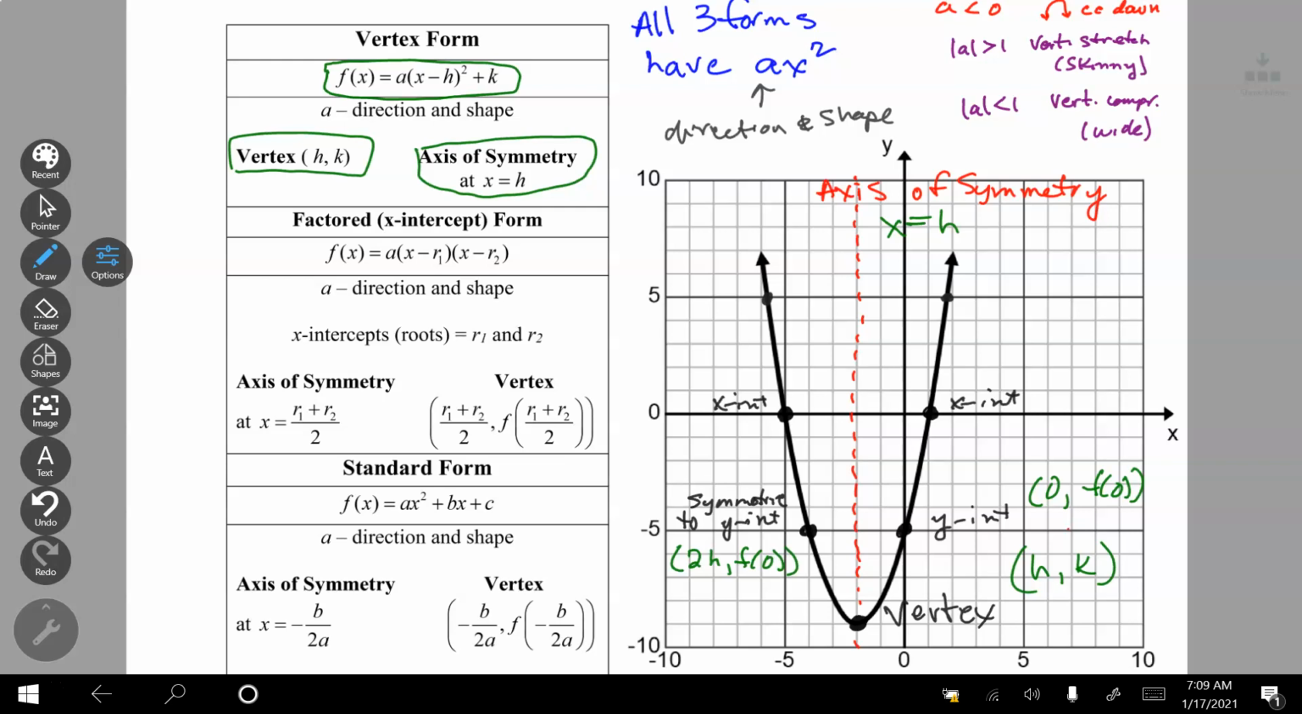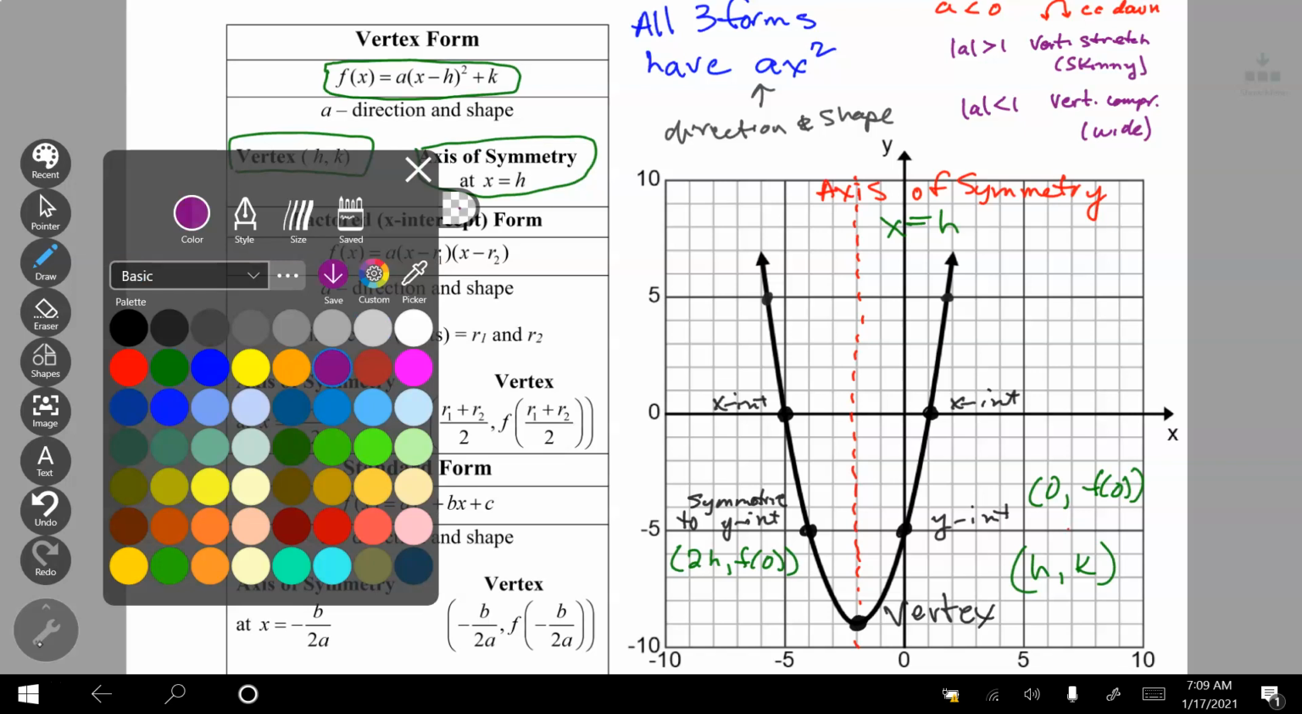Okay, I think that's all we're looking at from the vertex form. So let's look at the factored form, the x-intercept form. I'm going to do that in purple.